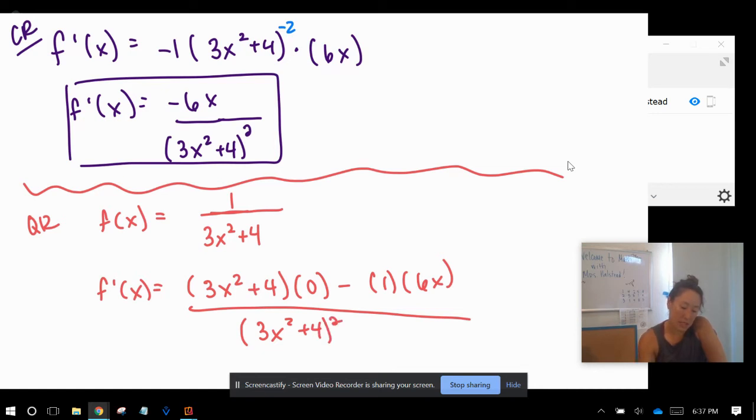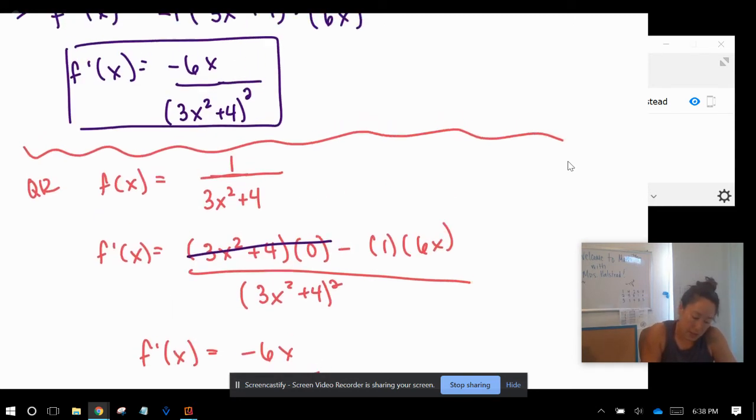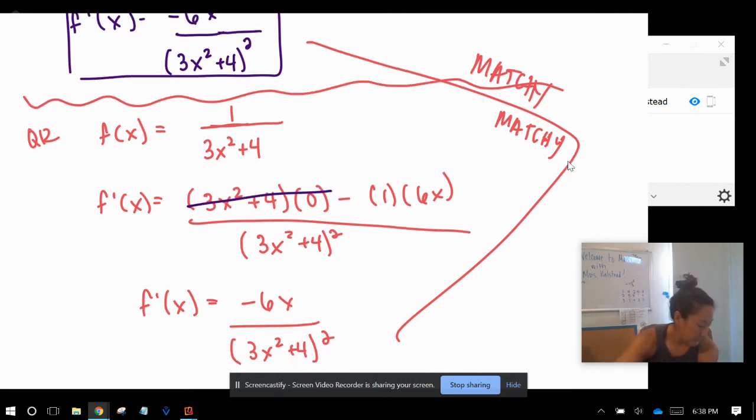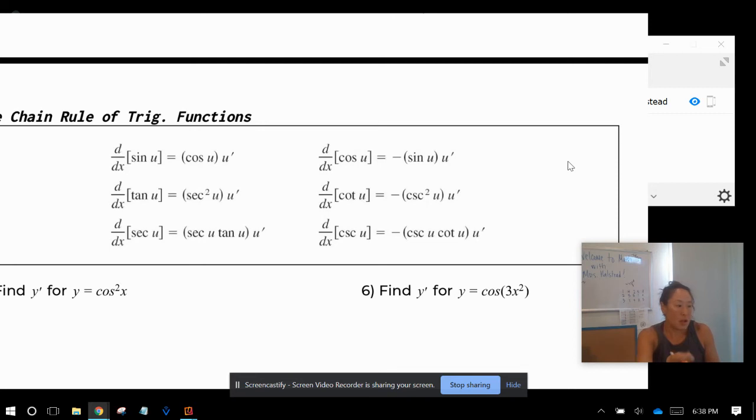I can see our first term cancels. The second term is negative 6. So we get f prime of x is equal to negative 6x over 3x squared plus 4 squared. And notice, matchy, matchy. So 2 different strategies to get the same result in the end. Remember, there's lots of different ways to do the same thing.